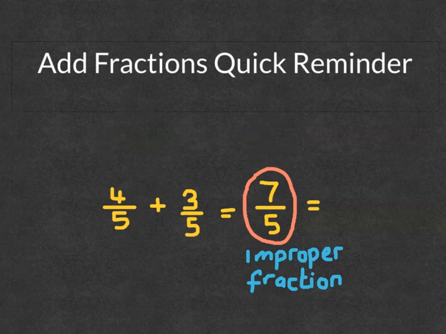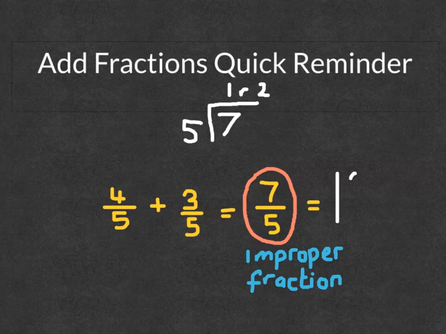We've got to change that now to a mixed number. We change an improper fraction to a mixed number by dividing the numerator by the denominator. How many times does 5 go into 7? Well, we know that. It goes once, but it's got a remainder of 2. So that is 1 whole and 2 parts of 5.